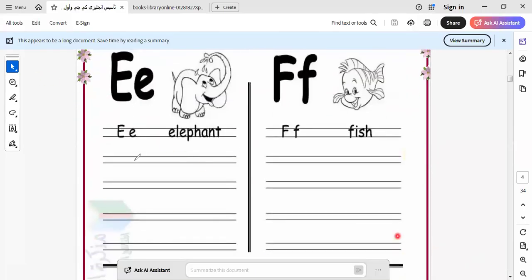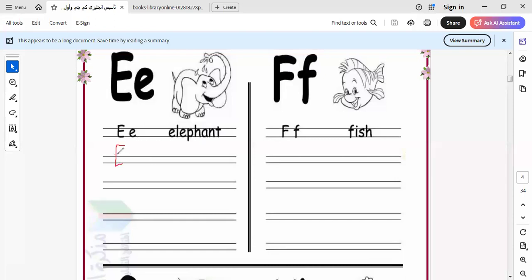Here we have capital E and small e, capital F and small f. We know capital E and small e, and we know the word elephant. So today we learn what? We learn apple, ball, car, and dog. We also know how to write elephant. So we have how many words? Apple, ball, car, dog, and elephant. So we have 5 words that must be kept.